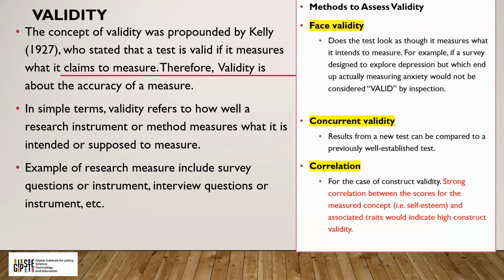Let's look at the concept of validity. The concept of validity was propounded by Kelly in 1927, who stated that a test is valid if it measures what it claims to measure or what is intended to measure. Therefore, validity is about the accuracy of the measure. So in simple terms, validity refers to how well a research instrument or method measures what is intended or supposed to measure. An example of a research measure could include a survey question or instrument, an interview guide or question or instrument, or any other data collection instrument.